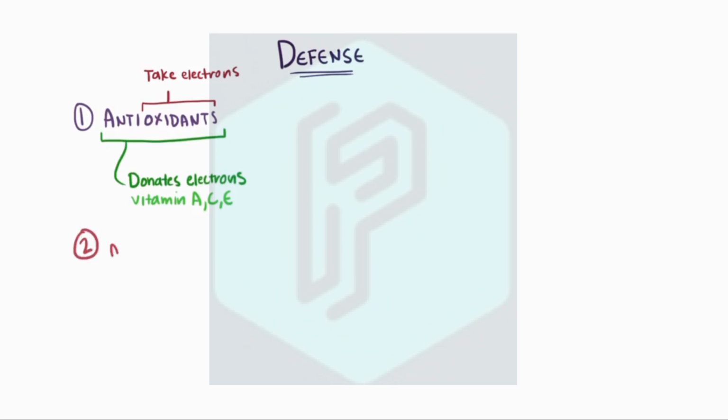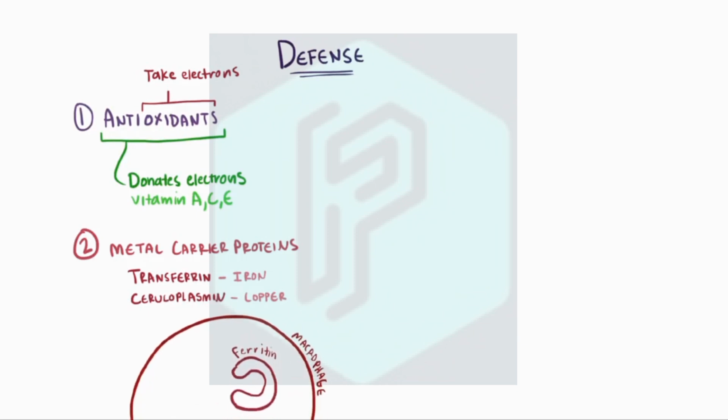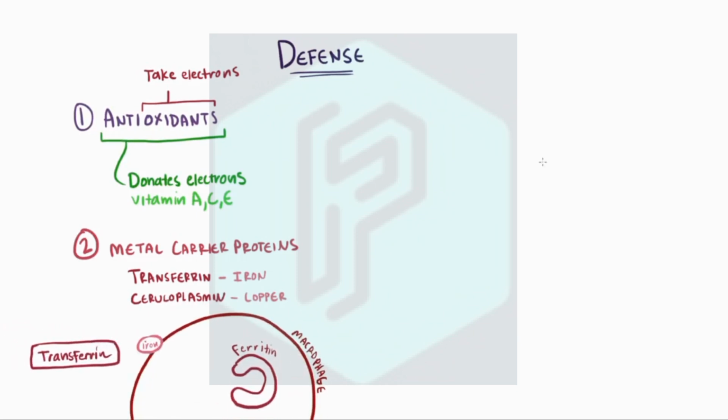Another way we can get rid of them, which we sort of touched on already, are metal carrier proteins, like transferrin and ceruloplasmin, which respectively bind or carry iron and copper in the blood. For example, transferrin carries it and delivers it to the liver and macrophages, where it can be bound by a molecule called ferritin. And then it's sort of hidden away, so it can't generate any free radicals.